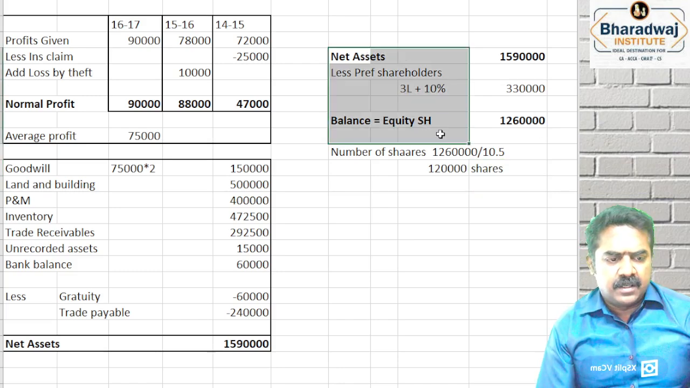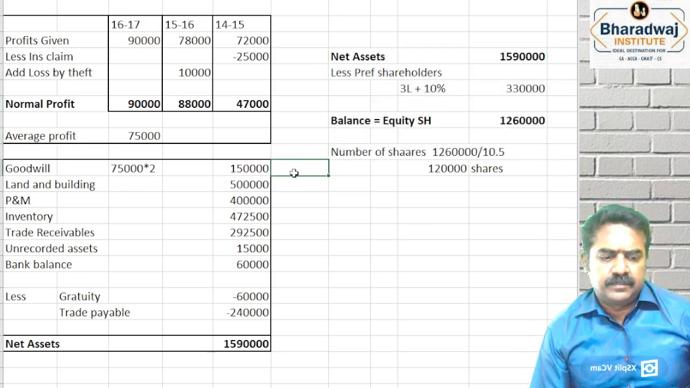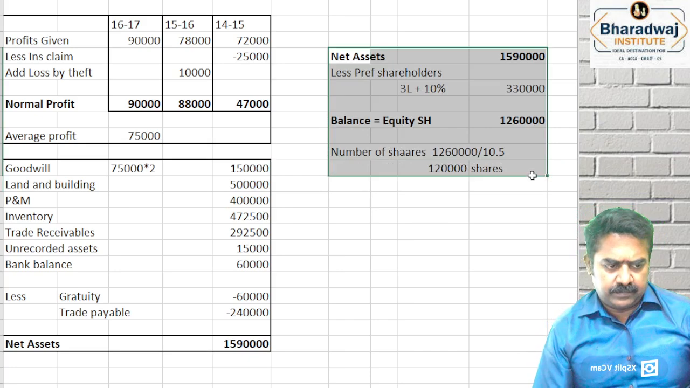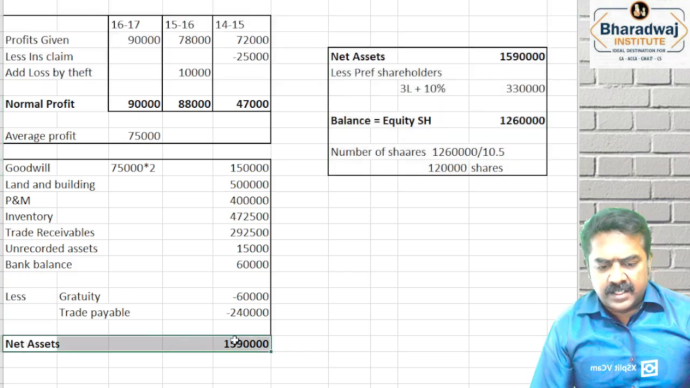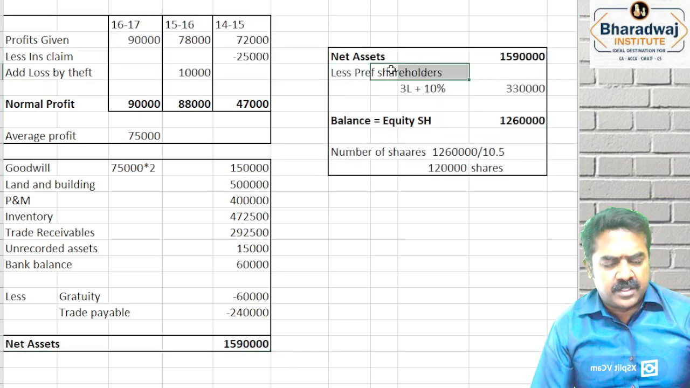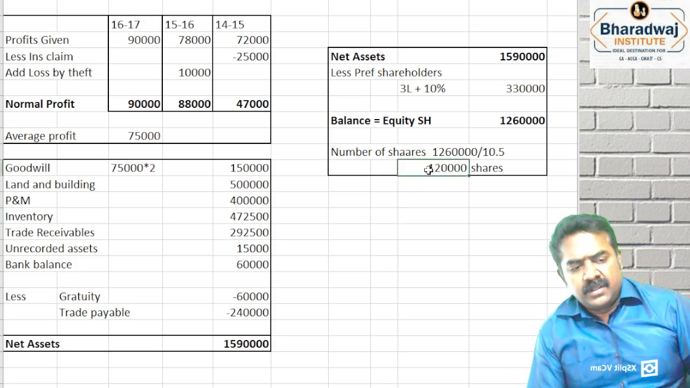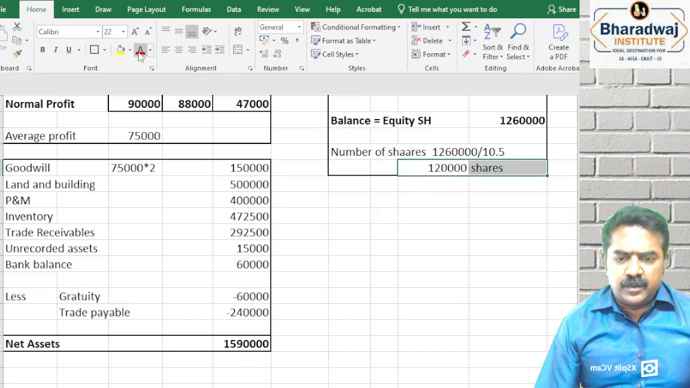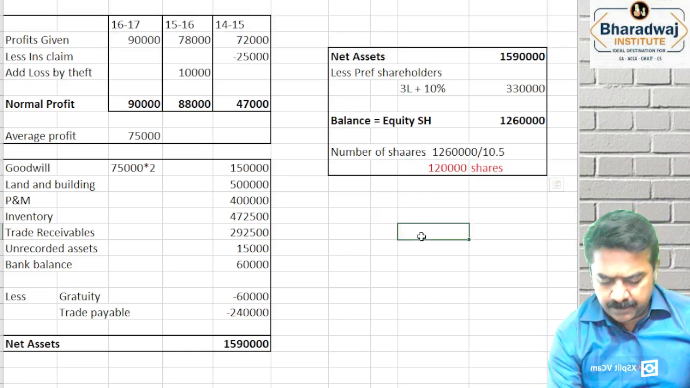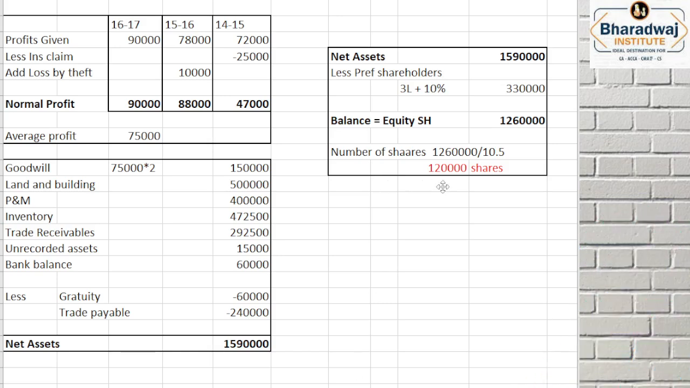Take up this, then we'll pass the journal entry. Assets minus liabilities, net assets were there. First we pay to preference shareholders, then balance is given to equity shareholders. Shares are allotted at 5% premium. So if you divide by 10.5, you get 1,20,000 shares. Then you try to pass a journal entry. Journal entry you are going to try yourselves.